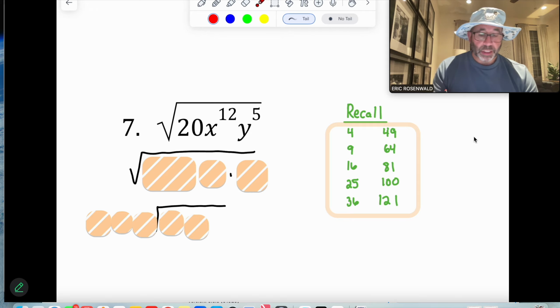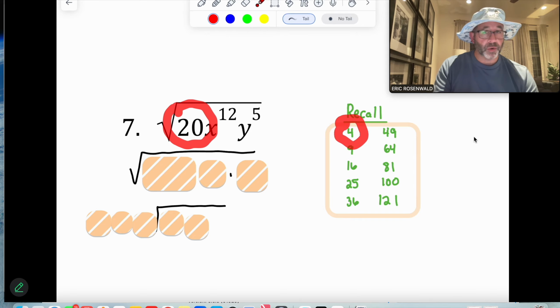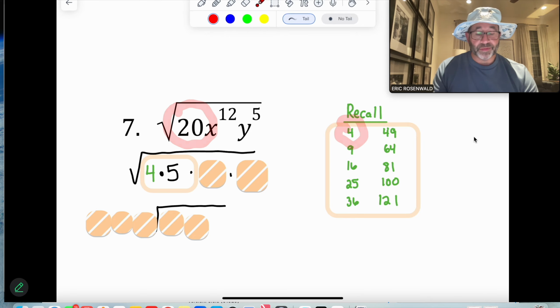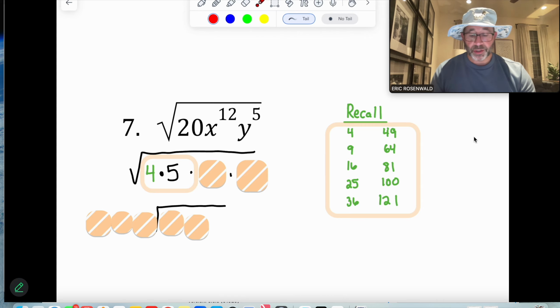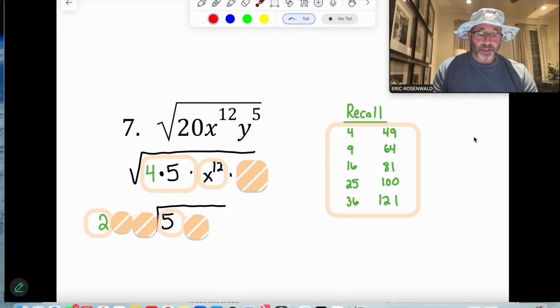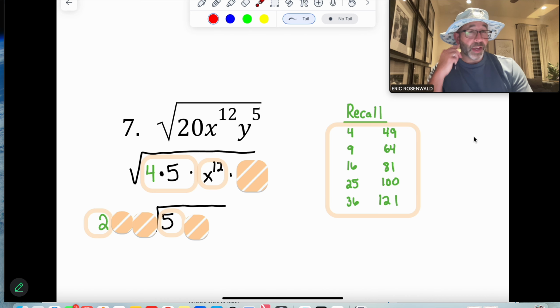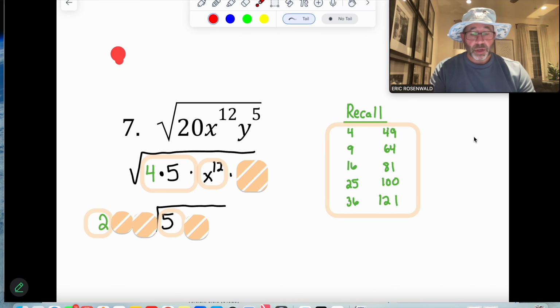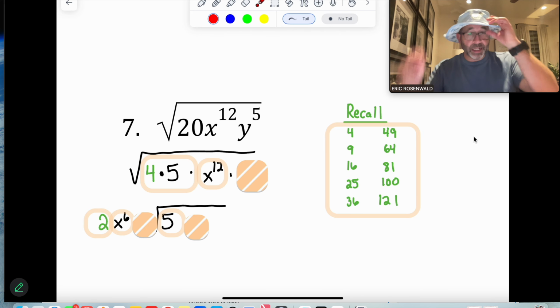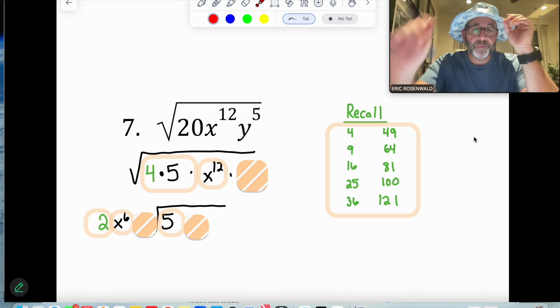Ready? Let's look at the 20. 20 can be divided into, using the 4 right here, 4 and 5. The square root of 4 is just 2, and the 5 stays inside. Your x to the 12th, let's look at this. If we have 12 x's, how many pairs can go out? Well, 12 divided by 2 means that 6 pairs can go outside, and there's nothing remaining on this, okay?